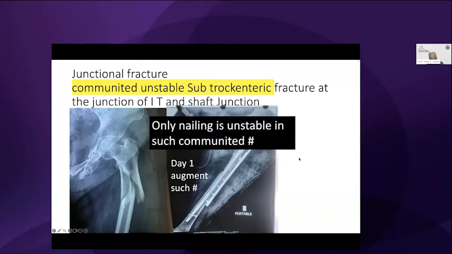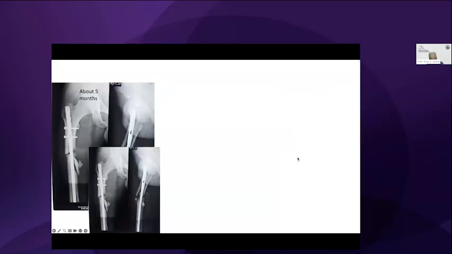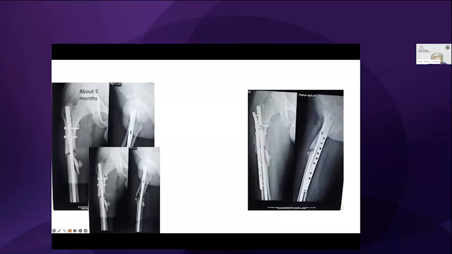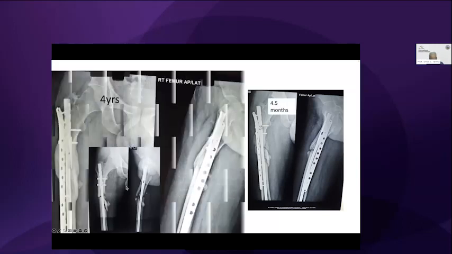Only nailing in such an unstable, comminuted fracture is not good enough. So on day one, I feel you should do this augmentation if you feel that this construct is unstable. Now you can see this is a 5-month unstable construct, and this is never going to heal up. And you can see here in the lateral view, there is hardly any hold of the upper fragment. If you see such a thing, there is no point in going through with it. This is the one which went through the non-union, and ultimately it was treated with the augmentation plate, and this ultimately healed up very well.